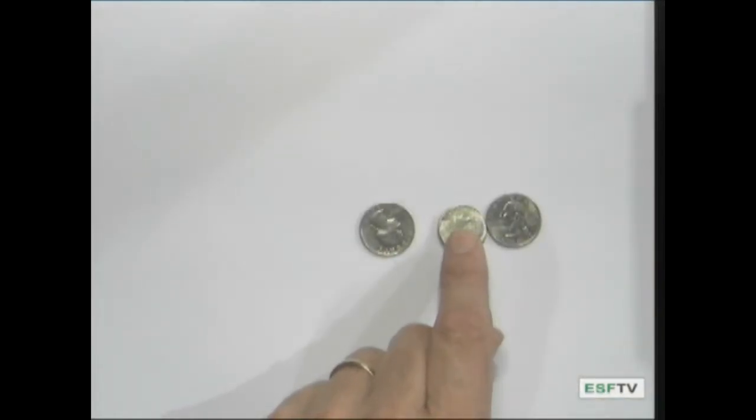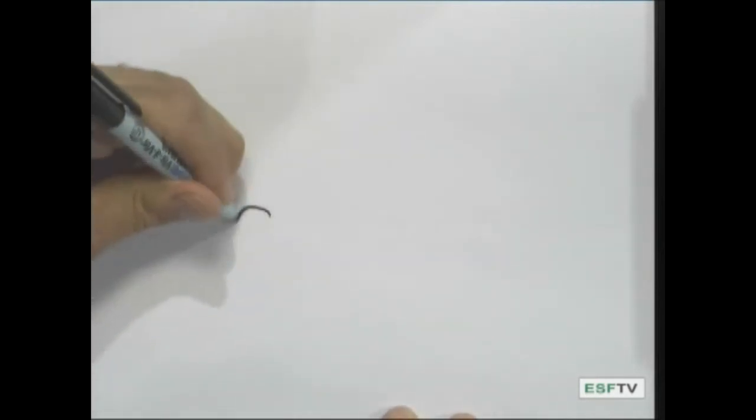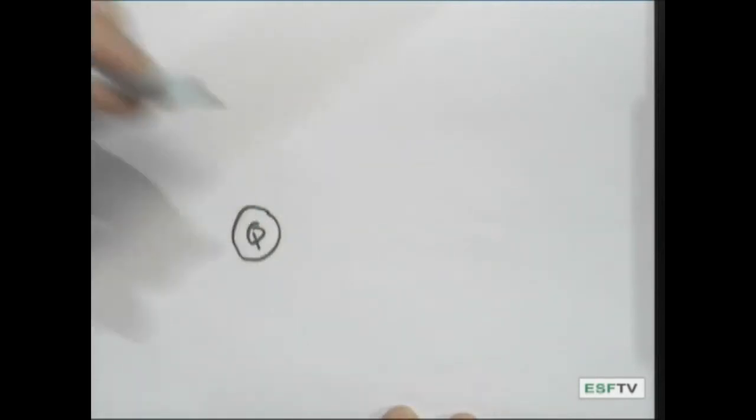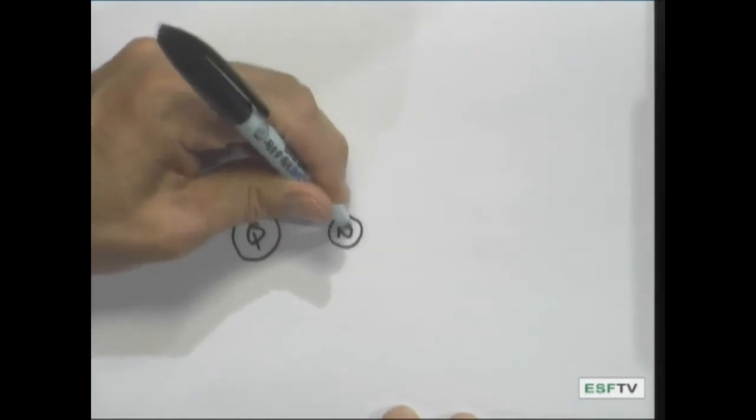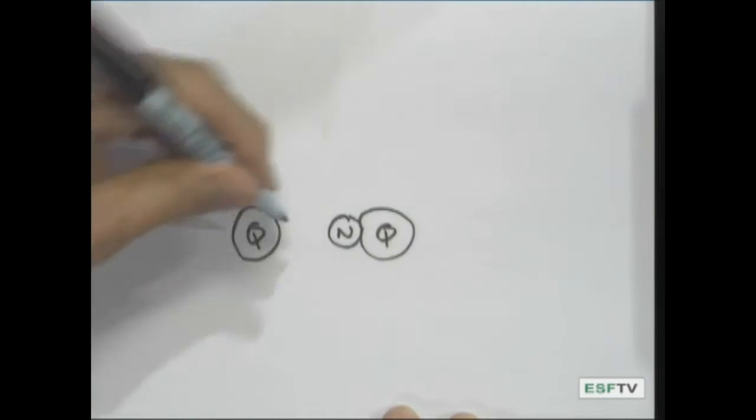Okay, now you see that the quarter did not move very far in this case. Now that's an instance where momentum in this system was conserved, and let's analyze for a moment how that actually worked. Here's our quarter, here's our nickel, and here's our quarter.